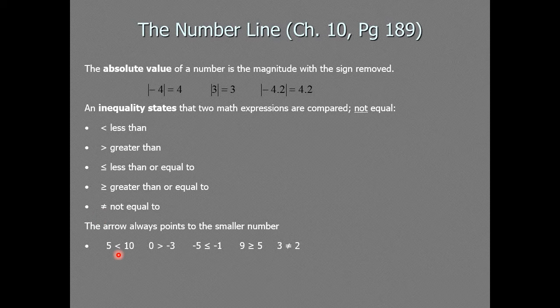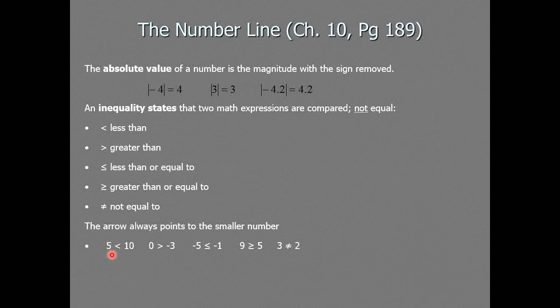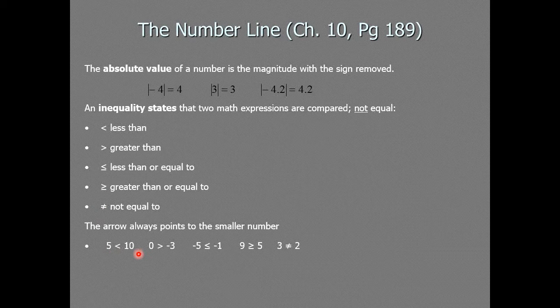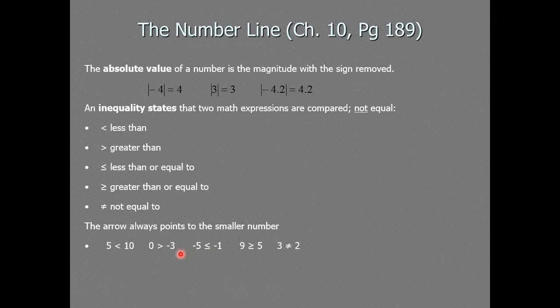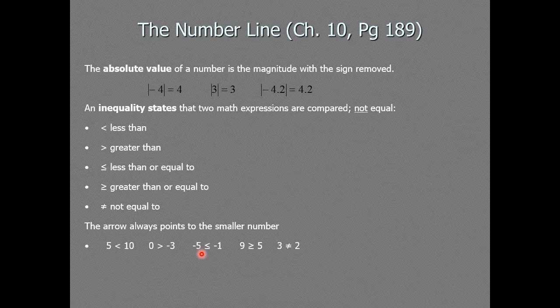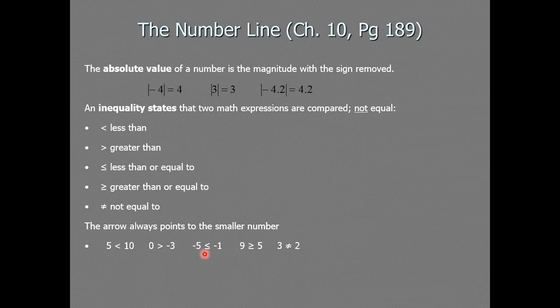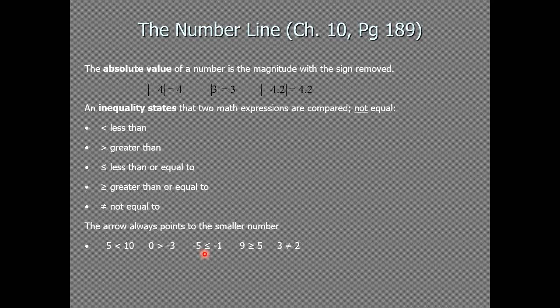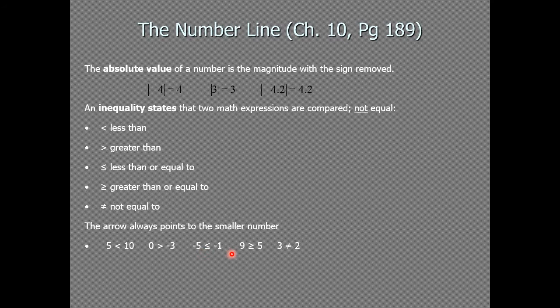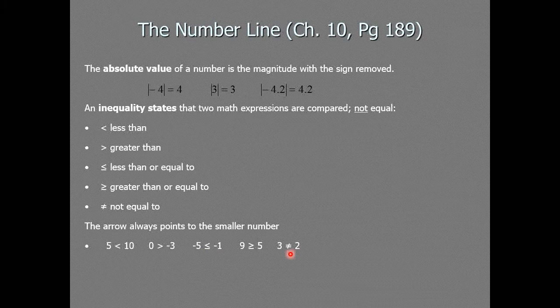For example, let's try a couple of examples here. Let's say 5 is less than 10, right? We know it for sure. 0 is greater than -3. -5 is less than or equal to -1. We know that -5 is not equal to -1, right? But we can always use this symbol because we are saying equal or less, so either one is true. So 9 is greater than or equal to 5. 3 is not equal to 2, right?